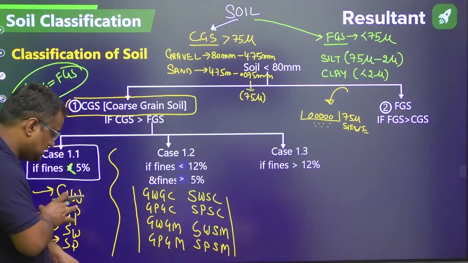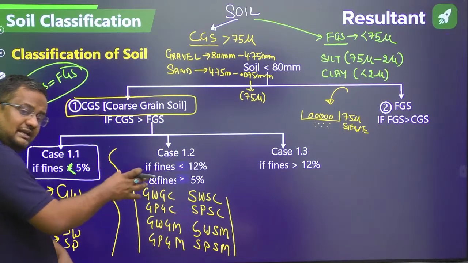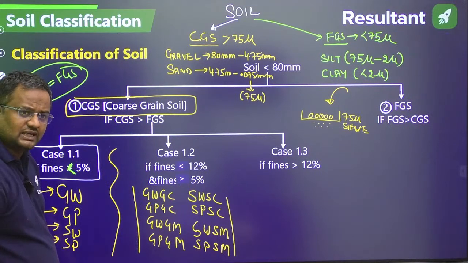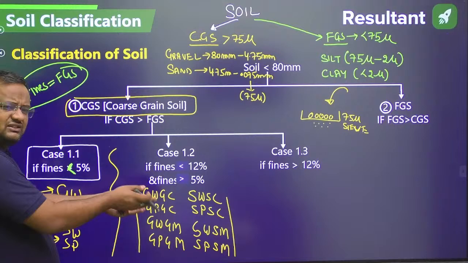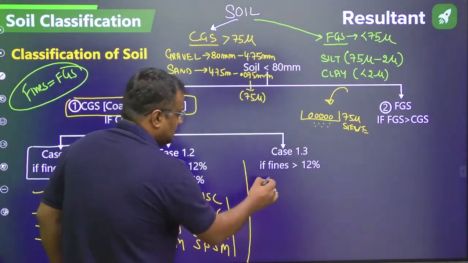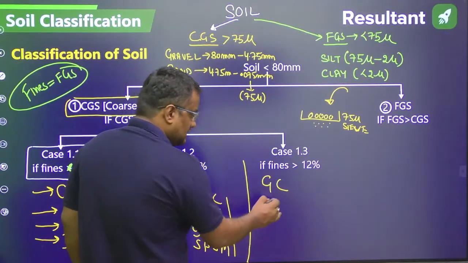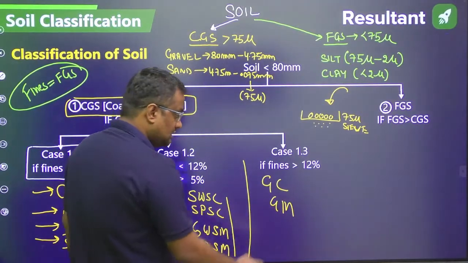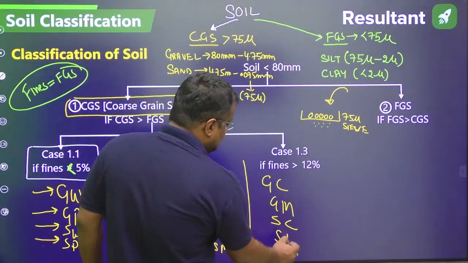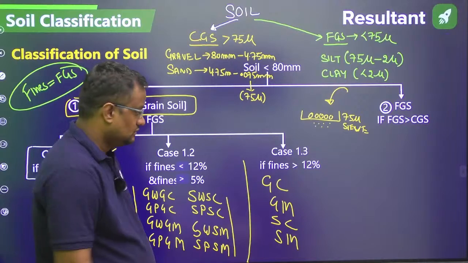How these 8 names? How these 4 names? Why the name is like this? Everything I am telling you. Don't worry about that. I am just telling you the things, the logic I am telling you after 2-3 minutes. And here the names are clayey gravel, silty gravel, M means silt, clayey sand or silty sand. 4 names are here.